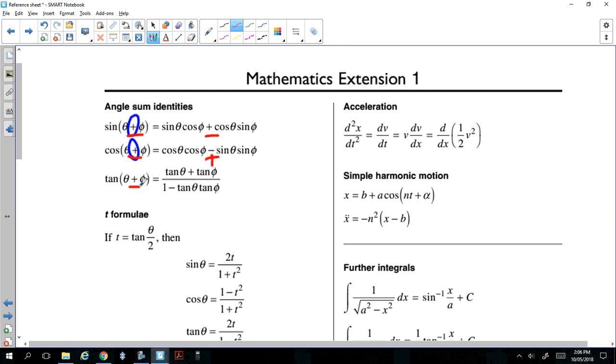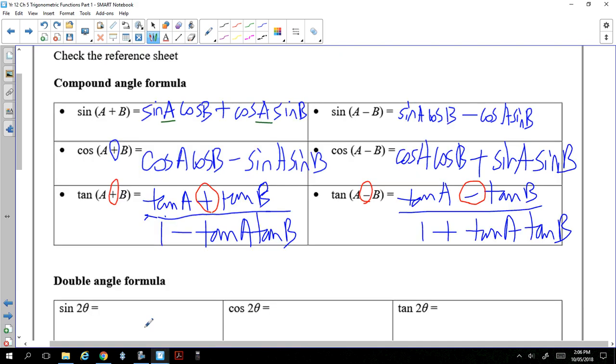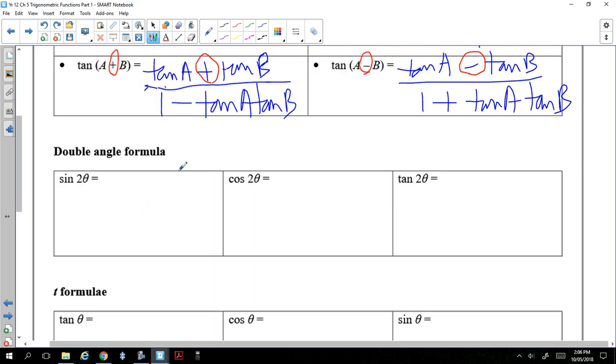Yeah. And they don't give you the double angle formula. So they only give you these three. And if you look at the one here, they don't give you the double angle. So you have to memorize this. Okay. Let's write them down. They are not hard to remember. So sine 2 theta is 2 sine theta cos theta.